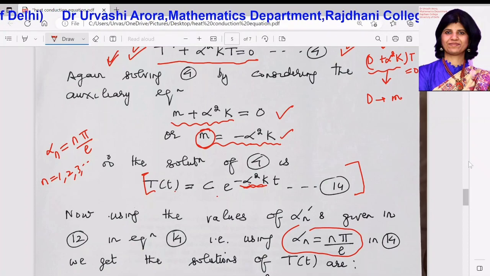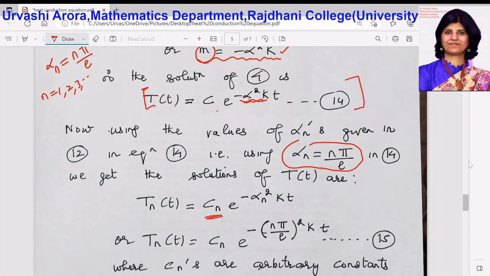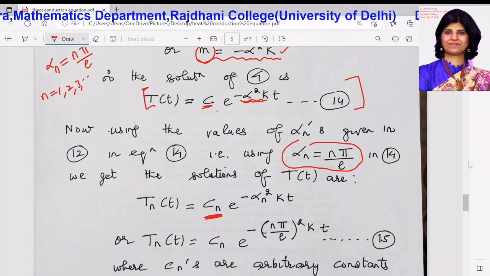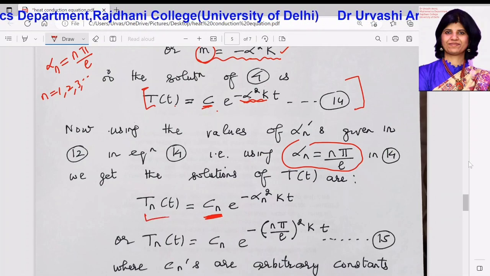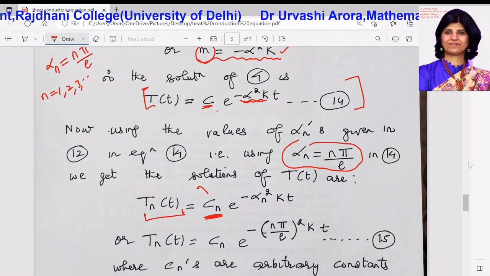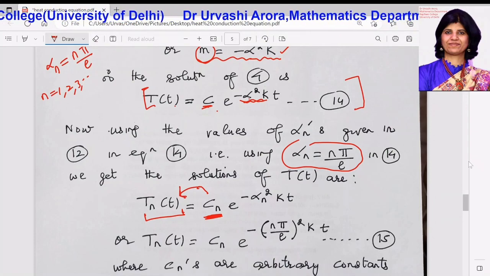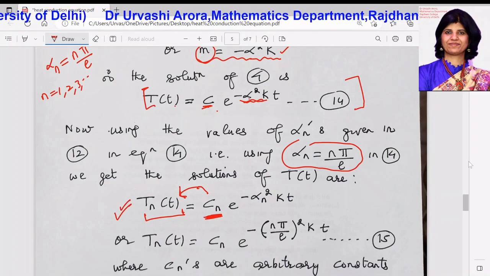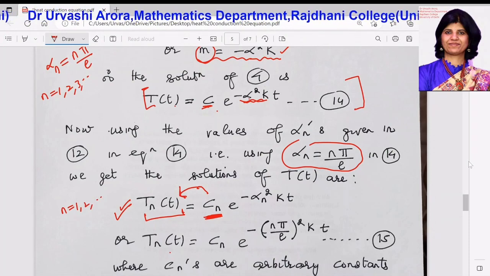Now these values are substituted over here. So T comes out to be, again for every value of n there is a value of the arbitrary constant. C here was the arbitrary constant. So for every value of n you get an arbitrary constant, which we are denoting by Cn, and correspondingly we get a new solution each time. So these solutions are denoted by Tn(t). There is not one solution but infinite solutions that you obtain corresponding to each value of n that you take.